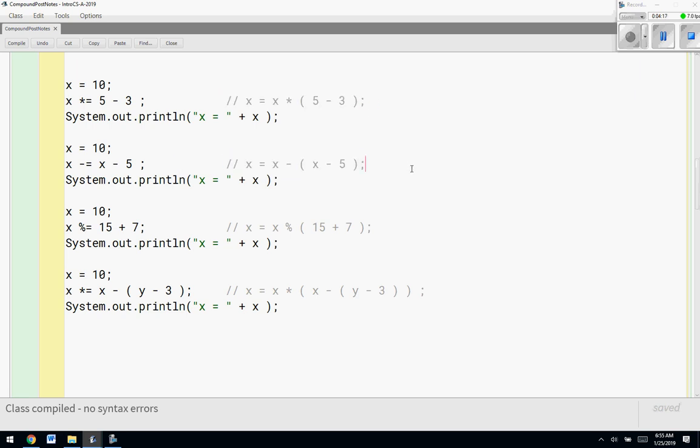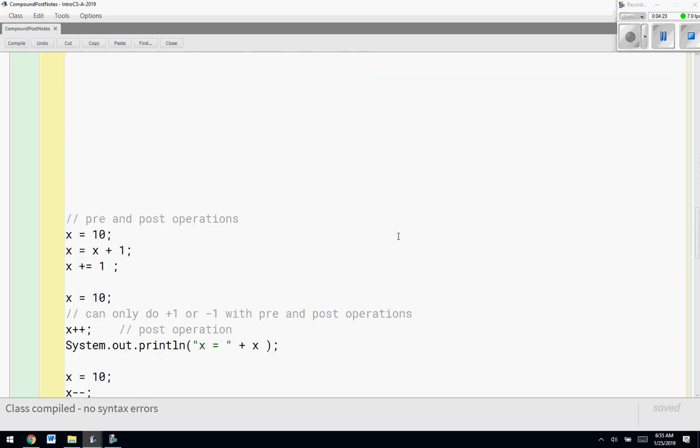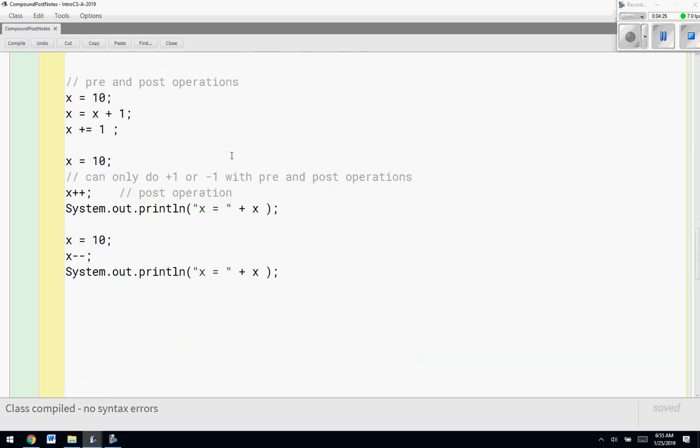Next, we're going to look at post operations, not pre. I'm going to delete that. We're going to look at post operations. So I just established, so if x equals 10, these two lines here are effectively doing the same thing. This one's technically this. So effectively the same thing.